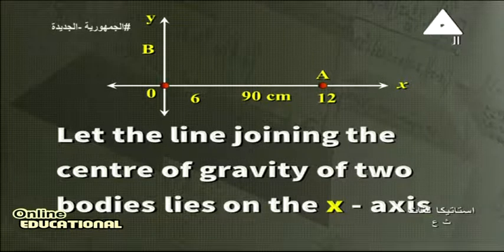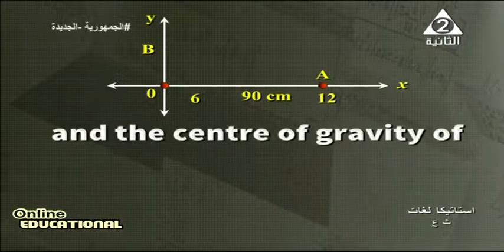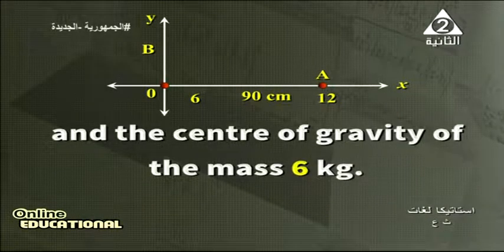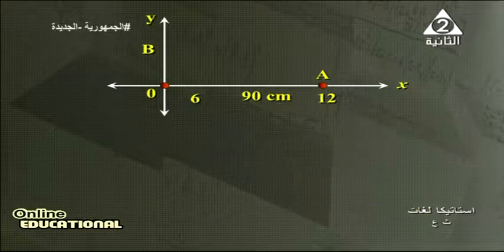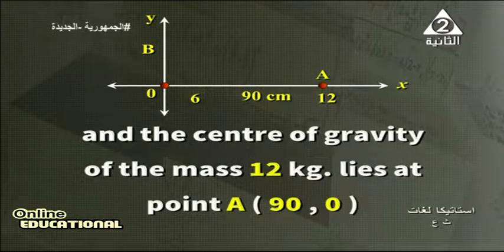Let the join center of gravity on x-axis. And the center of gravity of the mass 6 kilogram lie on origin. We take O, origin point 0, 0. But point A at distance 9 centimeter, this coordinate of the point A 9, 0. Why? Because any point lie on x-axis, y is 0. What is the value of x? X is 9 centimeter. Then the coordinate of the point A 9, 0.